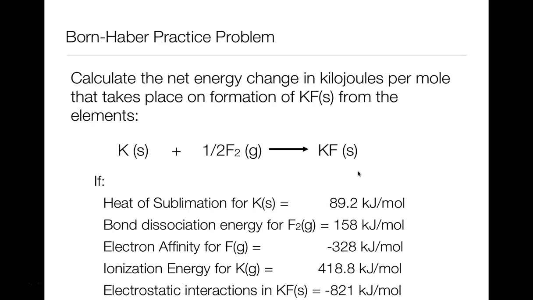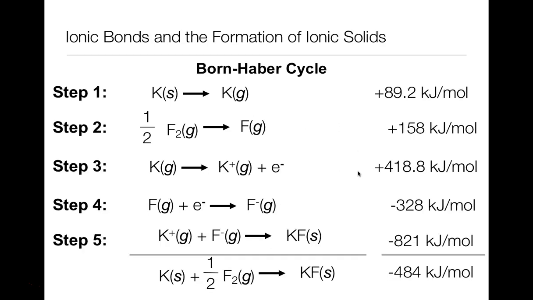We also have the first ionization energy for potassium, so the amount of energy it takes to remove 1 electron from potassium. And we have this final term, the electrostatic interaction of KF, which is going to be related to the lattice energy. So how much energy is released when a positively charged potassium ion then ionically binds with a negatively charged fluoride anion.